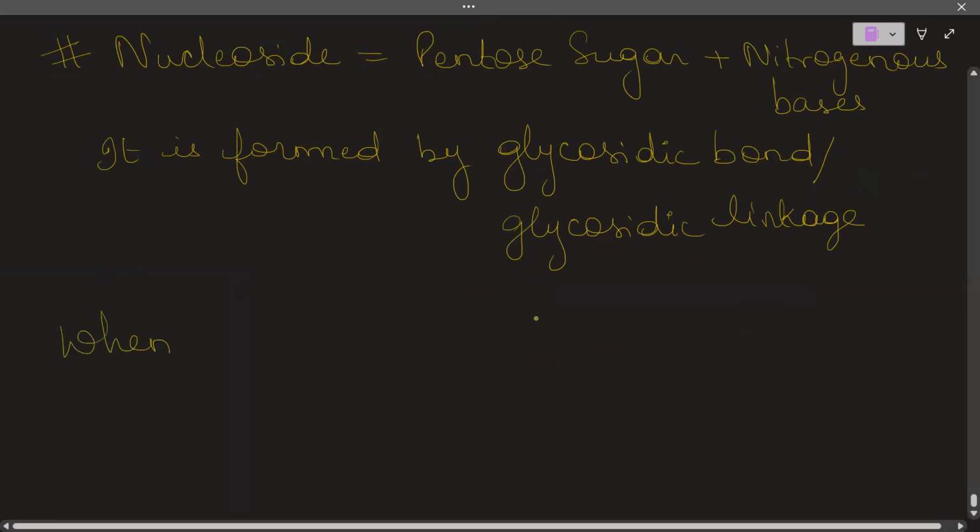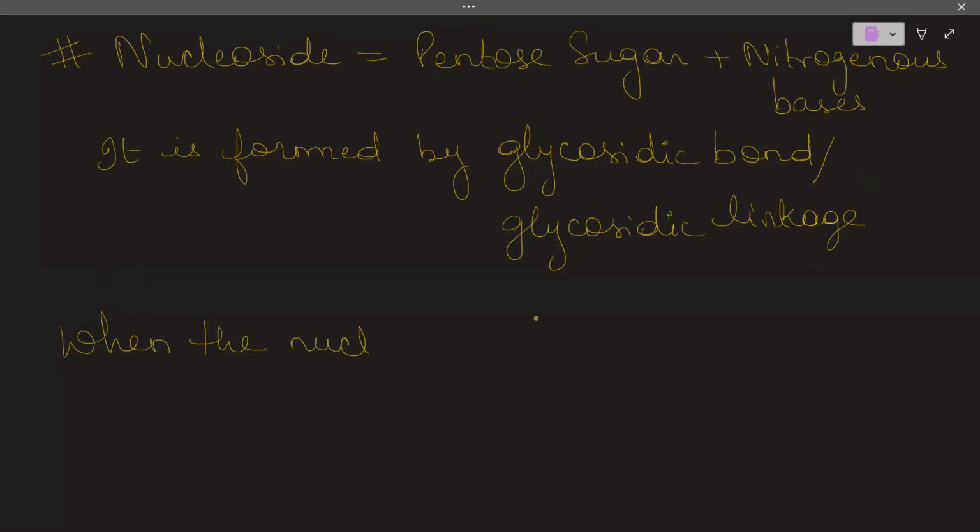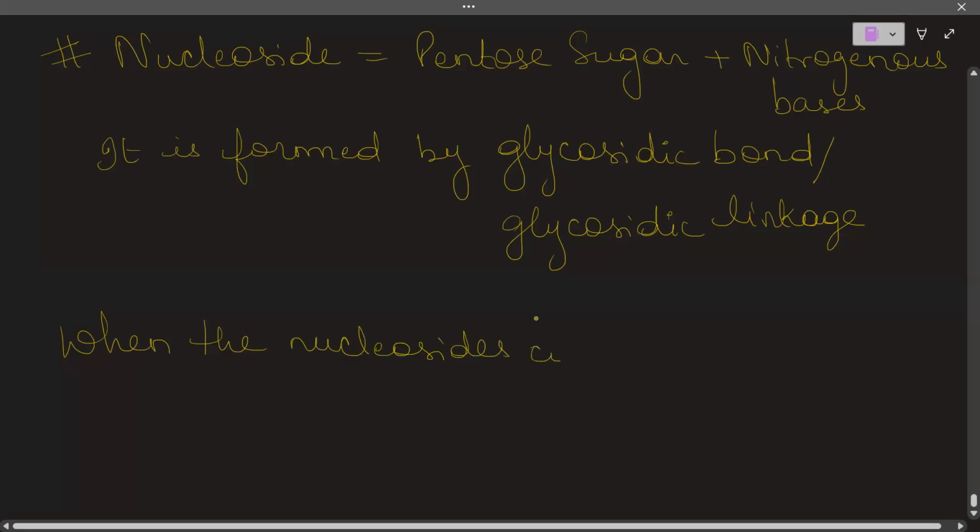Tell me. When I say nucleoside, I mean pentose sugar along with a nitrogenous base, right? So when the nucleoside combines with a phosphate group, what will it form? Nucleotide. Nucleotide. All of you are getting this?